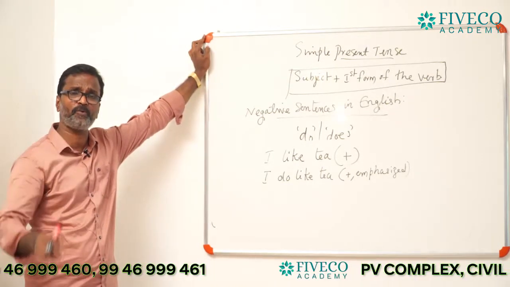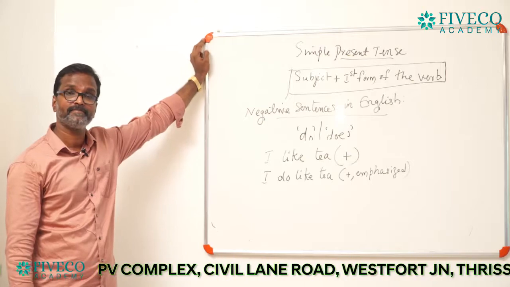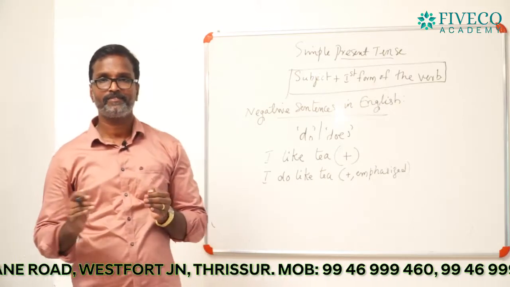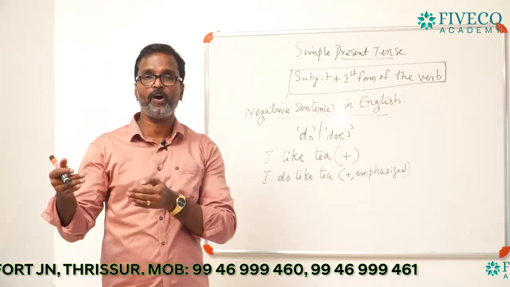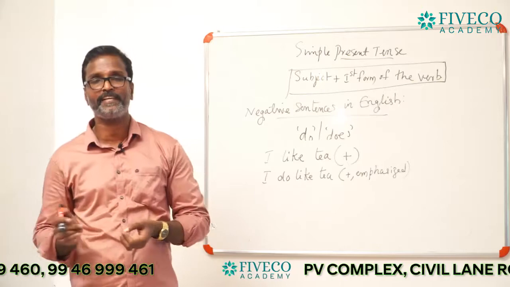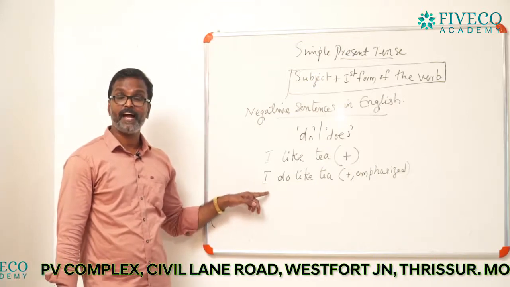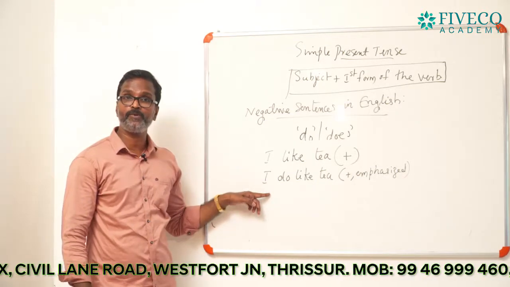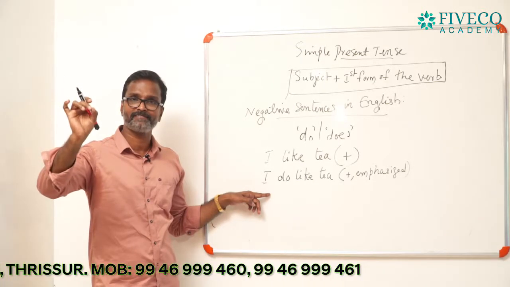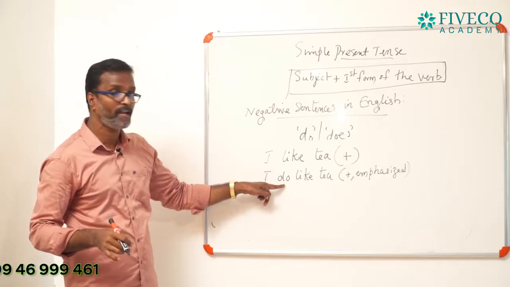The sentence is emphasized, do like. Suppose I visited your home and you asked me, Master, what do you need? If I say I like tea, it is only a common sentence, and if you give me coffee or juice or anything else, I am ready to drink it, no problem. And if I say I do like tea, it means if you give me juice or any other drinks, I will never drink it. I need only tea. That's why I used I do like tea.